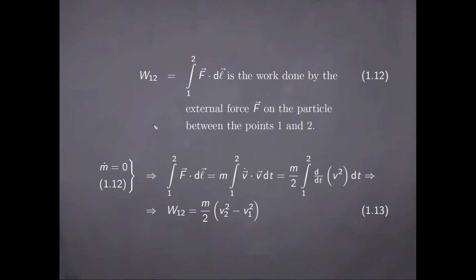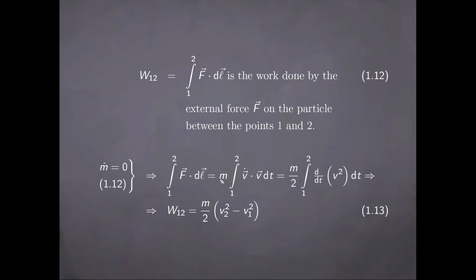When it comes to considering energy, we can define the work done by an external force F in moving the particle between the points 1 and 2 as a line integral of the applied force along the path joining the 2 points. If we assume that the mass is constant, then the definition of work can be rewritten as follows.